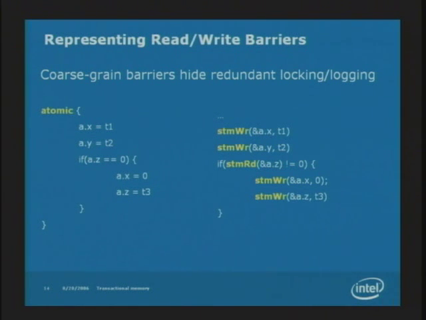So there's no need to check whether this object is free for reading or not. But all of those redundancies get hidden if you use these high-level primitives.